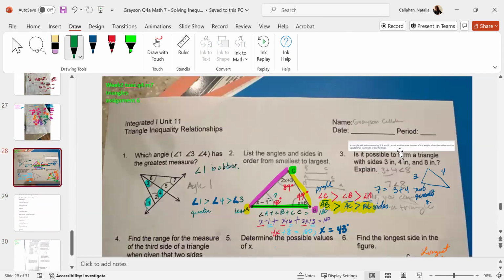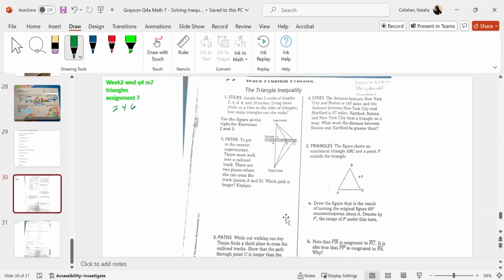A triangle with sides: the sum of the lengths of any two sides must be greater than the length of the third side, right? So 2, 4, 6 cannot work because 2 plus 4 is not bigger than 6. But you could do 2, 4, and 8. That's one, correct? 2, 4, and 10. That's another one, right? We could do 2, 6, and 10, because 2 plus... no, actually, that has to be bigger than that. Just kidding. It can't be 8.